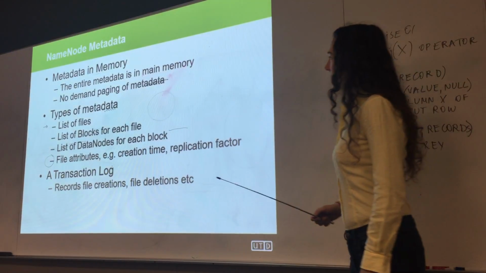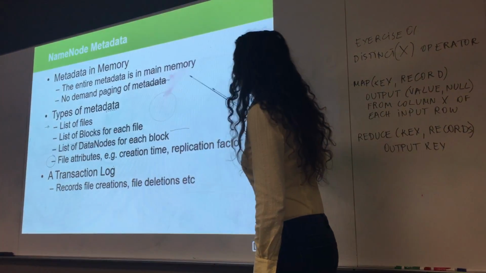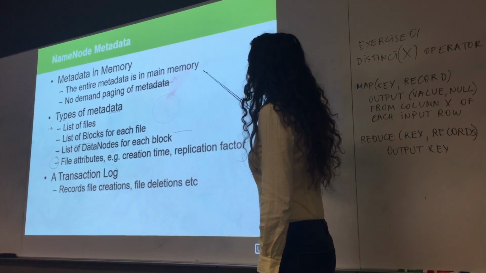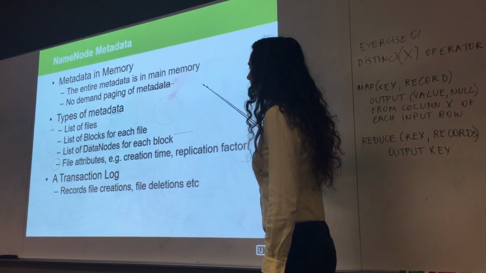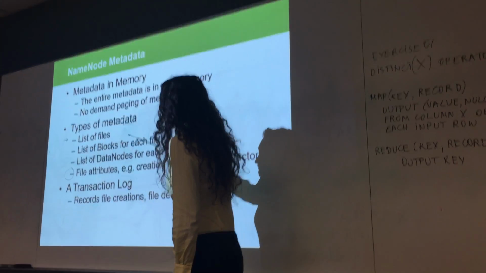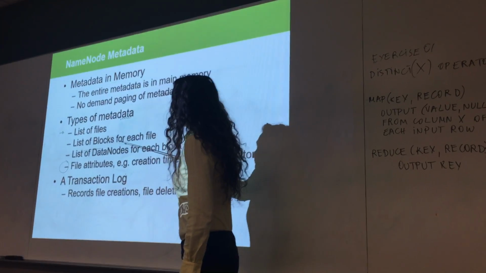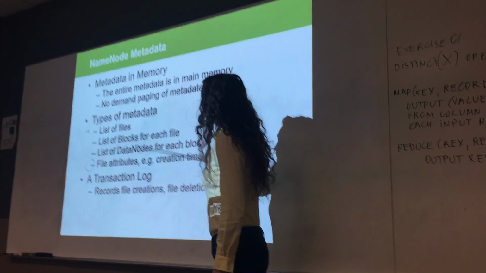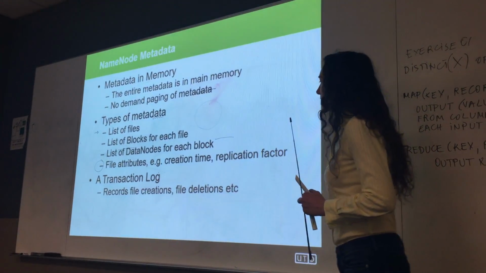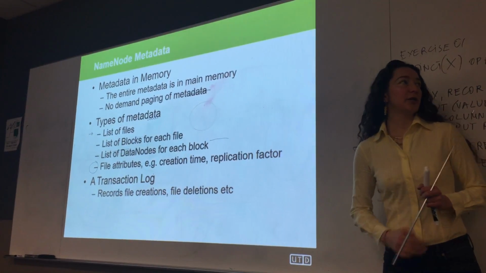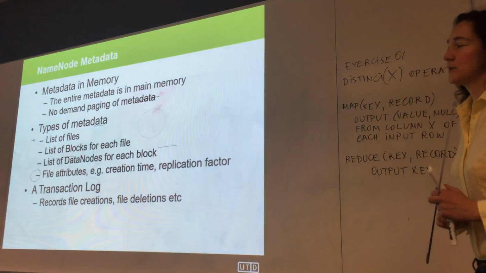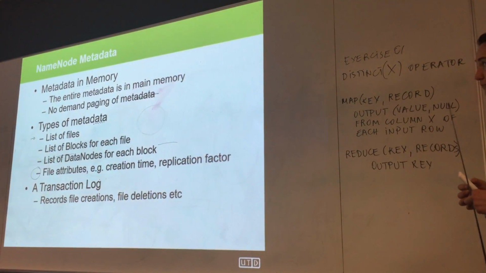So what is in the metadata? We said metadata is description about the data, but the name node will keep this whole thing in its main memory for fast processing. What can be in the metadata? List of files, list of blocks for each file, list of data nodes where each block is, and any other information about the files: the owner of the file, the size of the file, the last modified date, and so on.